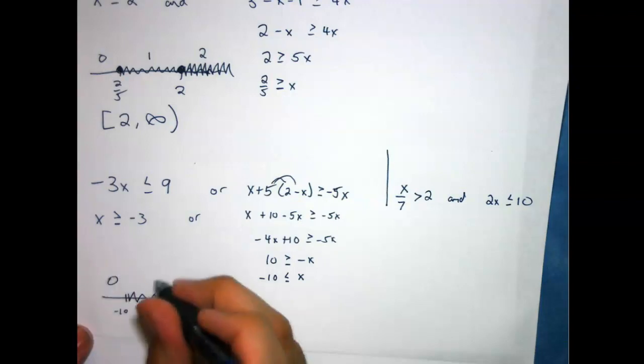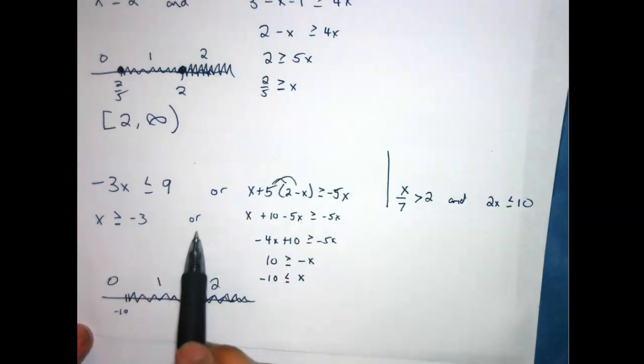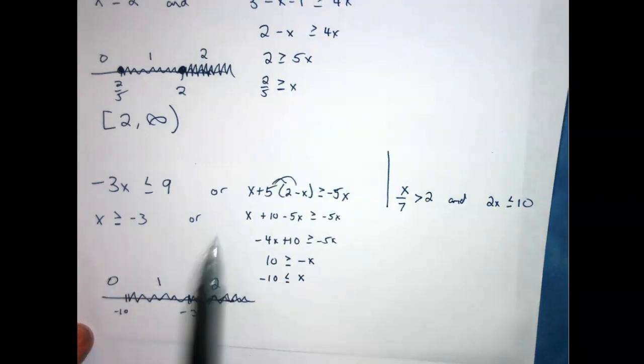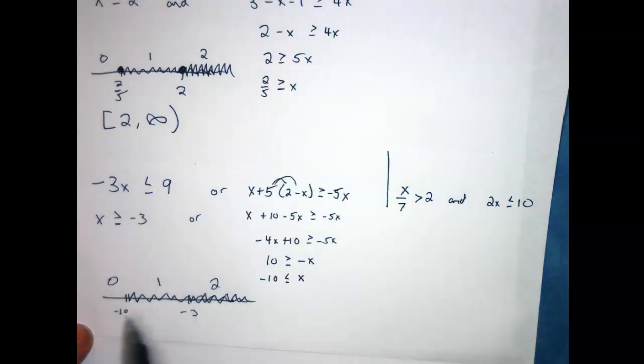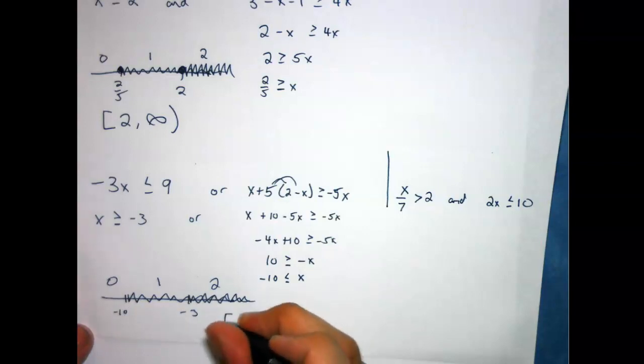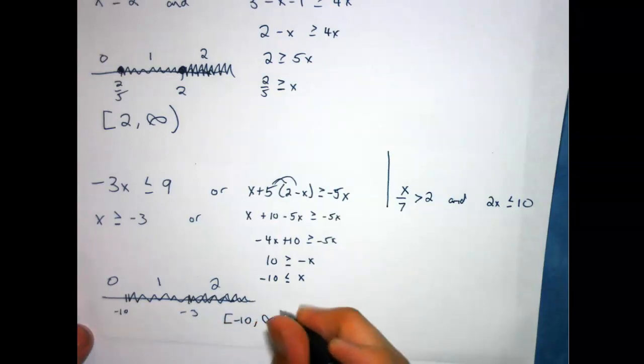So now 0, 1, 2. Or statement means only one of them has to work, so my answer's not there, but these have answers in it. So I start at -10, and it was included, off to infinity.